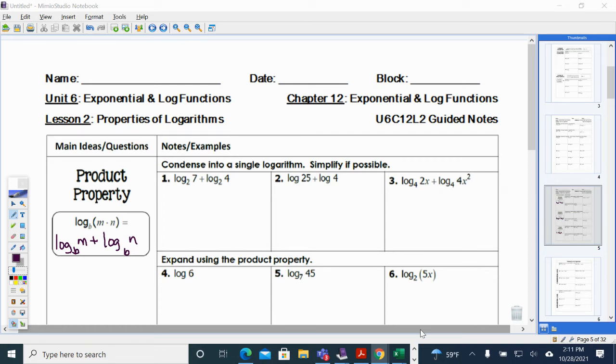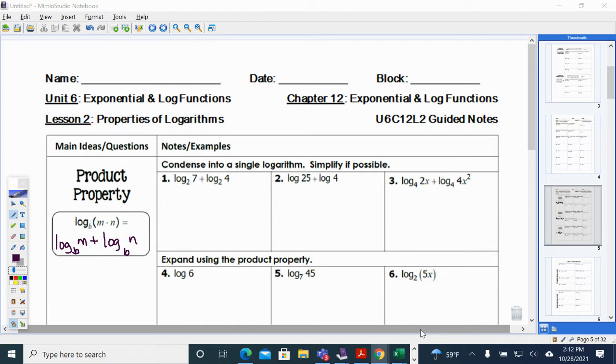This video is on Unit 6, Exponential and Logarithmic Functions, Chapter 12, Exponential and Log Functions, Lesson number 2, Properties of Logarithms. In this lesson, we are going to focus on these properties of logarithms. And from lesson number 1, what you should have taken away from that was that logarithms are a different way of writing exponents. So all of the rules of exponents are also going to hold true for logarithms.